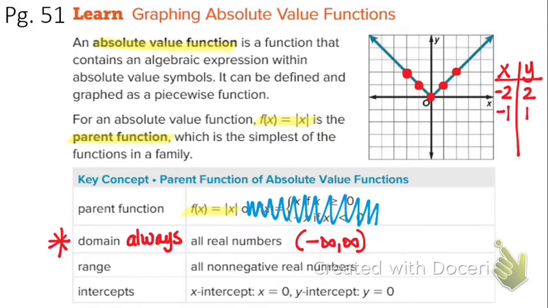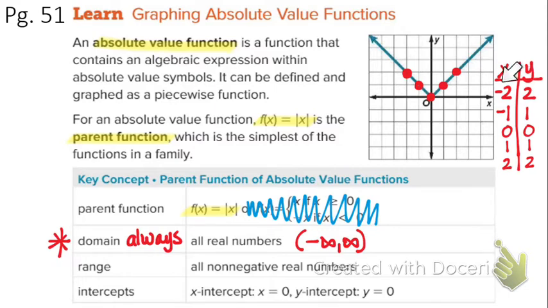-1, 1. What's the one after that? 0. And then after that? 1. And then after that? 2. Good. Notice that all of these numbers are positive, right? Because that's what absolute value means.